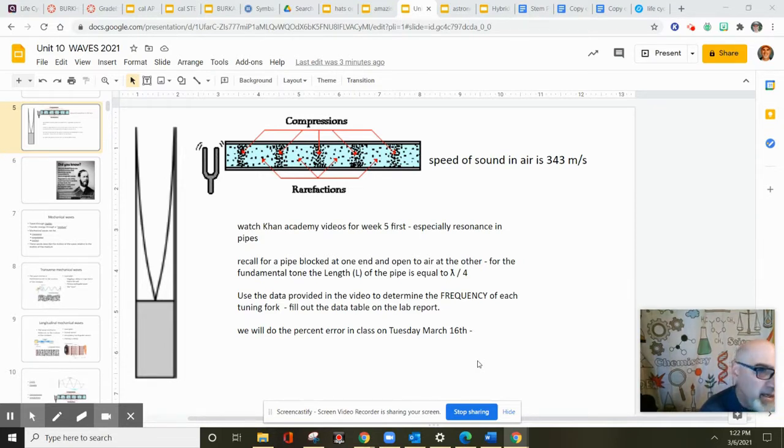Back in the day, we used to calculate the speed of sound, because there wasn't any way really I could hide the identity of the tuning forks from the students. So we found the wavelength and we found the frequency. We're not doing that in this lab.